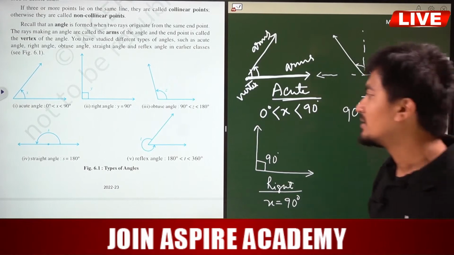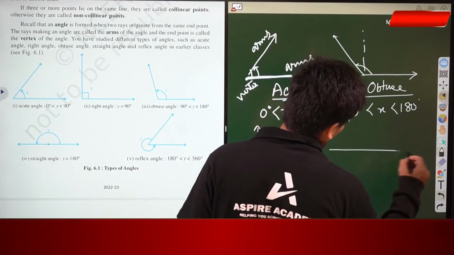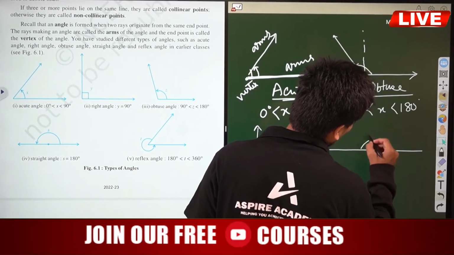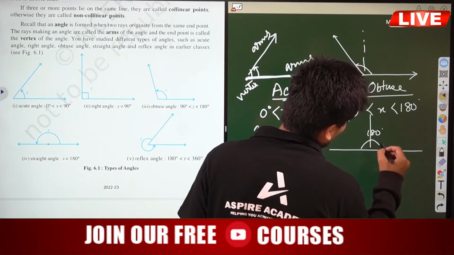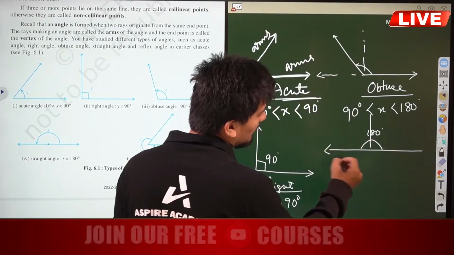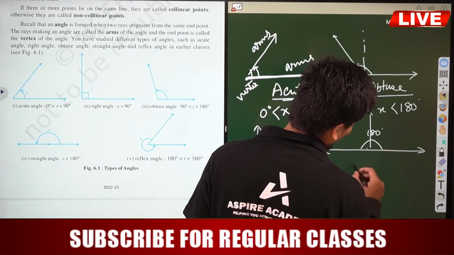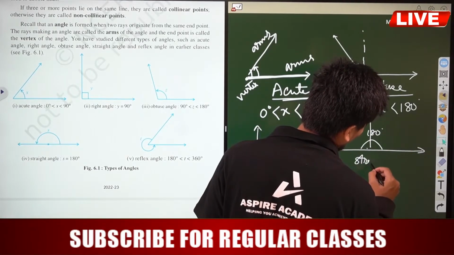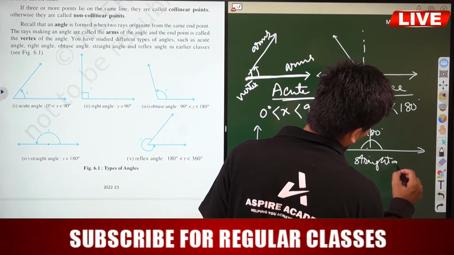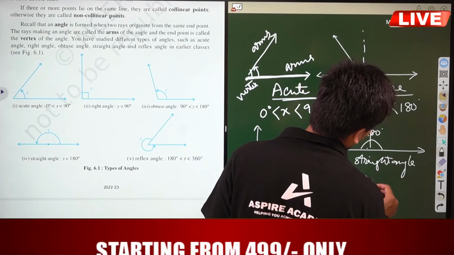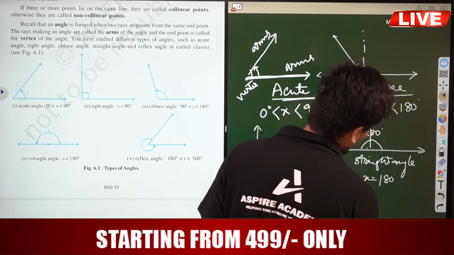Okay, but if it is a straight line, I already mentioned that it will be 180 degrees, since 90 plus 90 is 180 degrees. So this is a straight line. A straight angle is always x equal to 180 degrees.